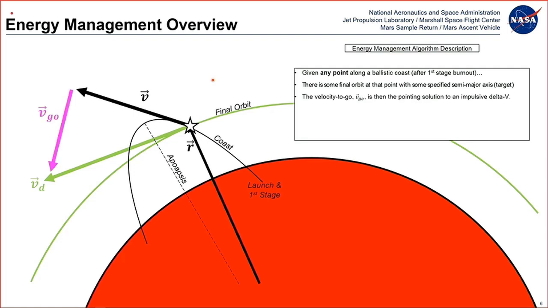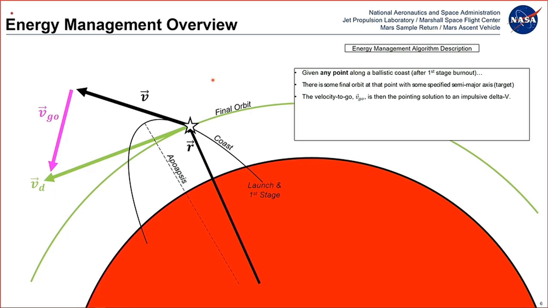The difference between the desired velocity and your current velocity is what we're calling velocity to go. You can think of velocity to go as essentially this pointing requirement first off, because it gives us a direction to point. It's essentially the direction that we want to throw our impulse in. All right, so again, this is for just one arbitrary point along this ballistic arc.